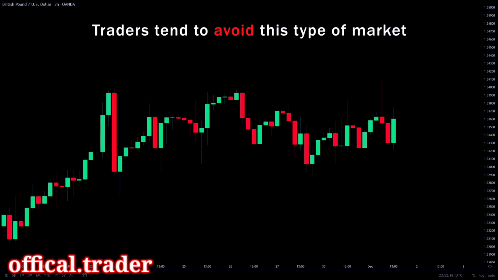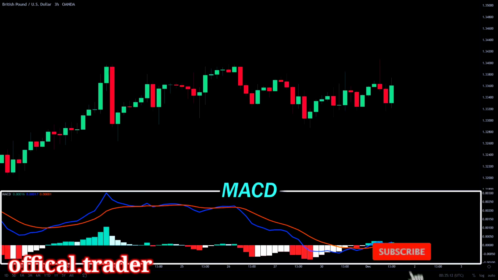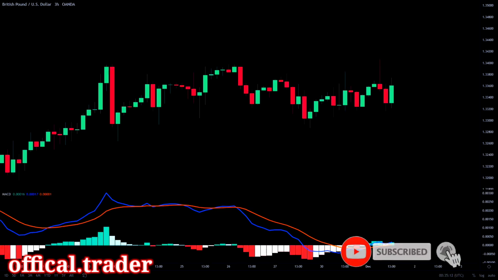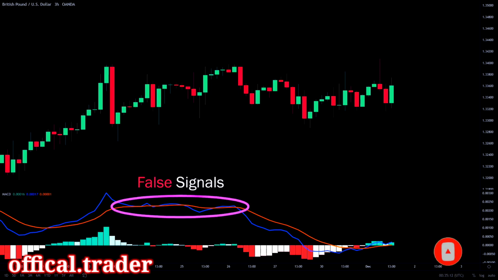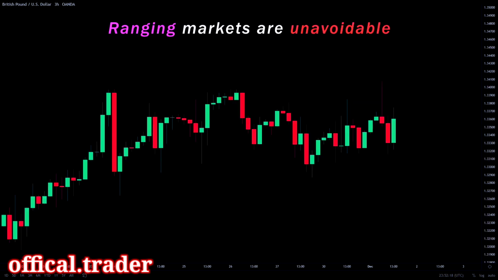Another reason why traders tend to avoid ranging markets is because most indicators tend to not work properly on them. An example of that will be the MACD indicator. So here, if we try applying the MACD indicator on this ranging market, you can see that it's showing us multiple false signals, and as a result, we ended up with mostly losing trades. Now, unfortunately, ranging markets are pretty much unavoidable.